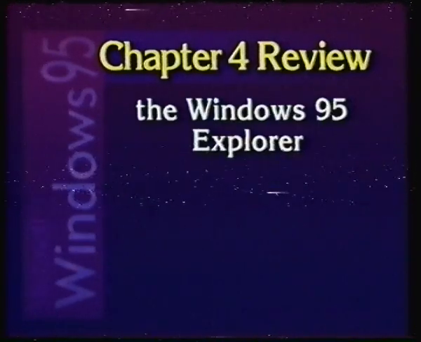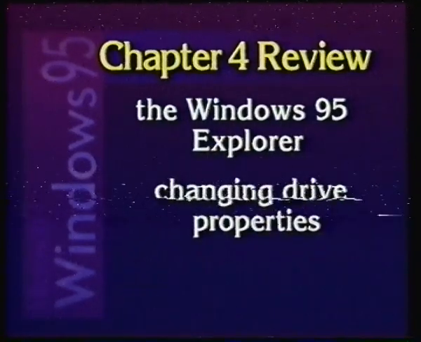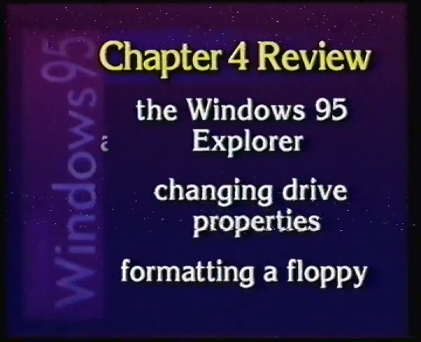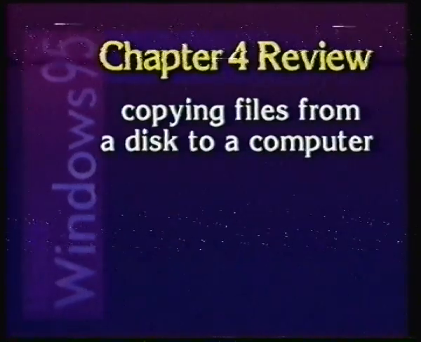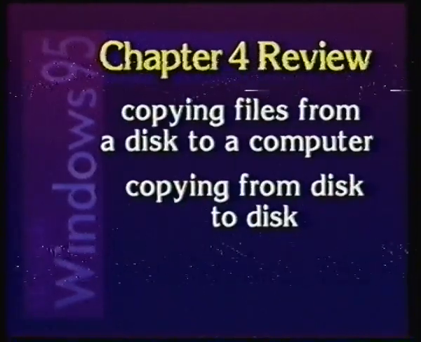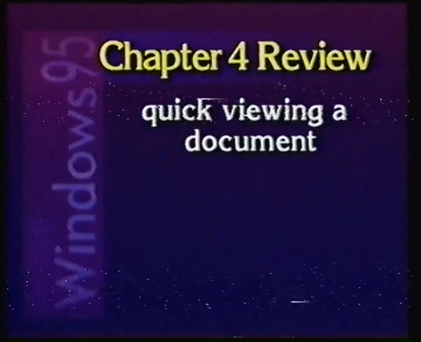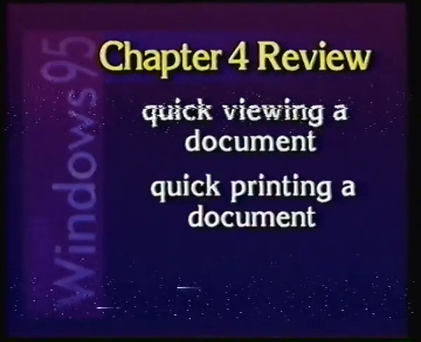Let's review what we've covered in this chapter. We learned about the Windows 95 Explorer. We learned how to change drive properties, then showed how to quickly format a floppy. Next, we demonstrated how to copy files from a disk to a computer. We also learned to copy from disk to disk. We copied a file from a folder to another folder, then quick viewed a document. We quick printed a document and finally created a new file type.